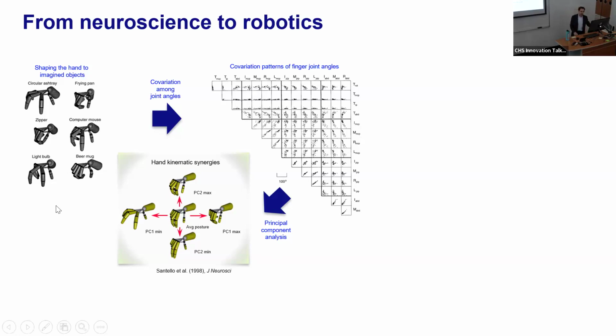So what we learned from this is that even though subjects were asked to imagine grasping 57 different objects, different sizes, different shapes, there are three fundamental patterns that I can use to reconstruct each of those hand shapes with a very high degree of accuracy.